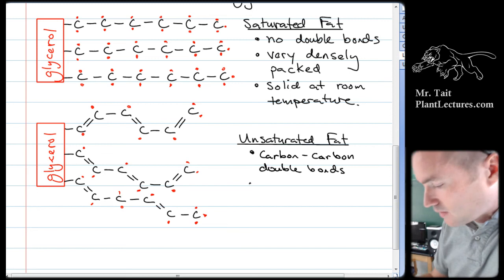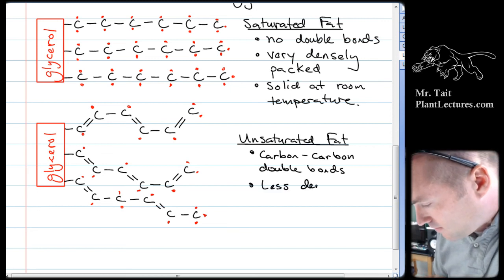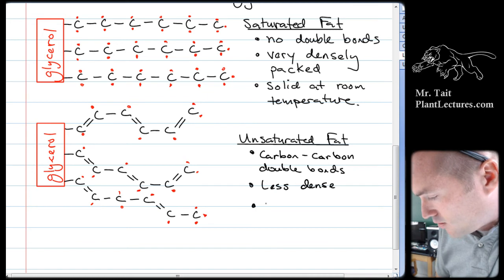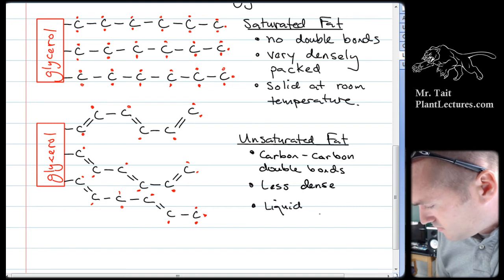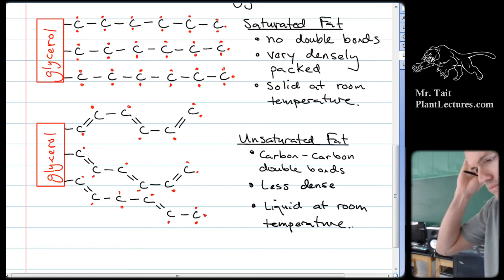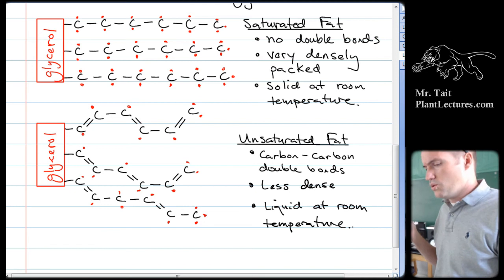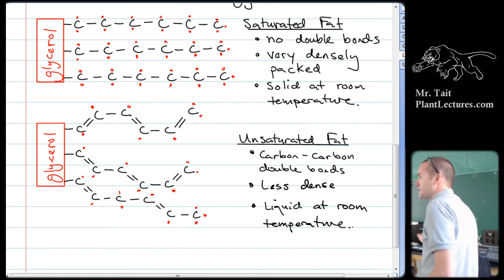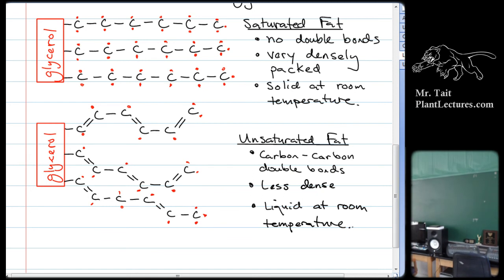Okay. And if they're less dense, that means that they are going to be liquid at room temperature. And so we can say that things like animal fats, that if you looked at them at room temperature, they would be solid, right? Those are saturated. Whereas things like oils are unsaturated because they're going to be liquid at room temperature, right? Are we following so far?